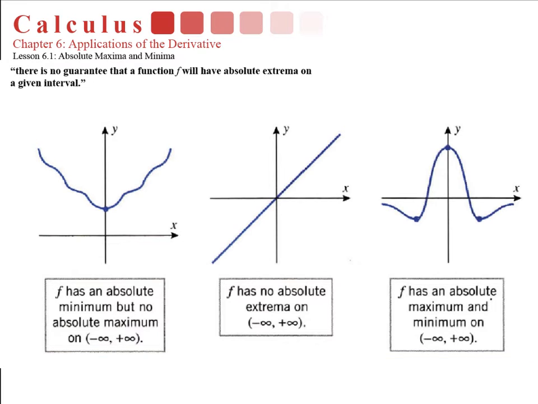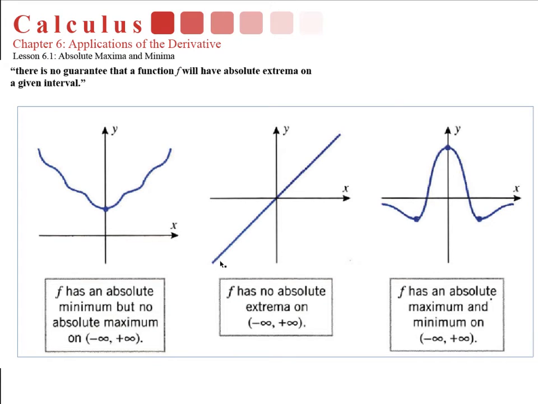For the next graph, this function has no absolute extremum at all. It just continuously is increasing, and there is no point that is an absolute maximum or absolute minimum. So there are no absolute extrema on the open interval.